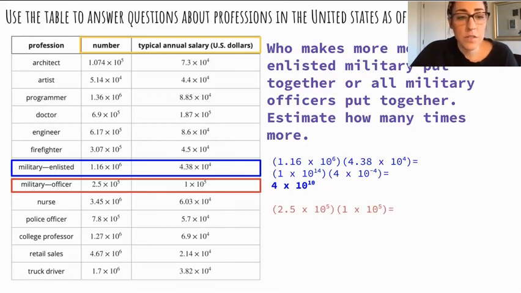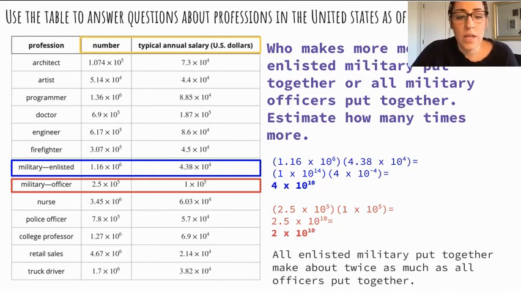We go to the officers now, and we're going to say that in this case, because the leading factor is a 1, we could just multiply 2.5 times 1, and then just add those exponents together to get 2 to the 10th, which we can estimate to just say it's about 2. So in looking at that, all enlisted military put together make about twice as much as all officers put together.